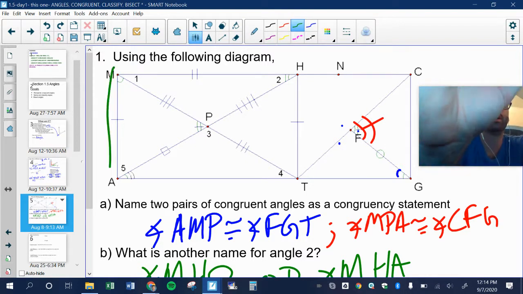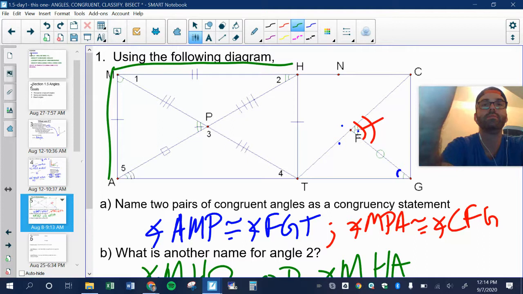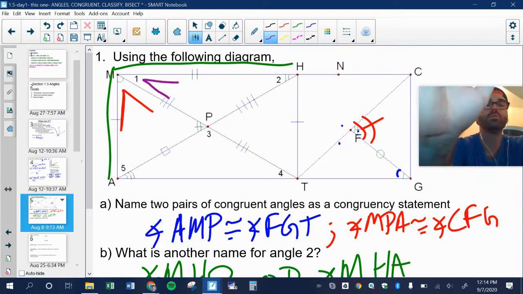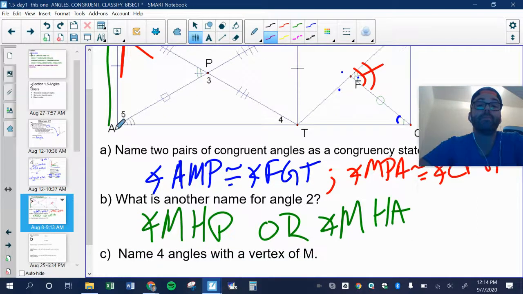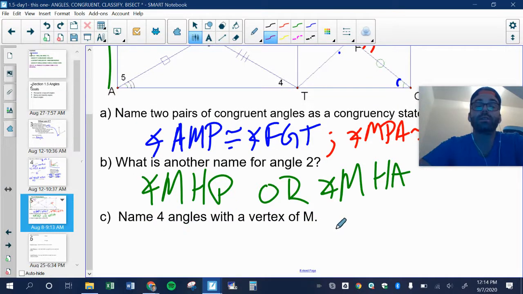So I could count this whole thing. Here's 1. Here's 1. Okay. And then you're just going to have to name 1 twice. So name 4 angles with the vertex of M. Go ahead and try that. All right, go ahead and give that a shot.